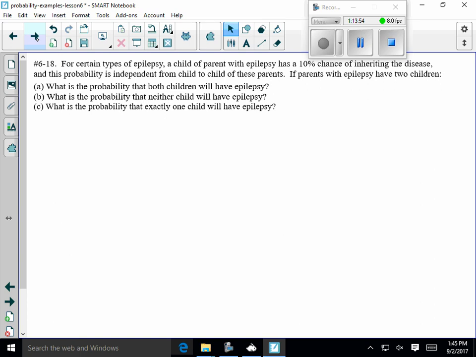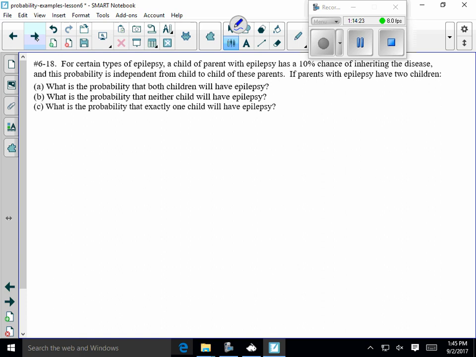For a certain type of epilepsy, a child of parents with epilepsy has a 10% chance of inheriting the disease. And this probability is independent from one child to the next. If the parents with epilepsy have 2 children, what's the probability that both children will have epilepsy? What's the probability that neither child has epilepsy? What's the probability that exactly 1 child will have epilepsy? Okay, so pause this. This is our last problem, and then we'll go ahead and try this.